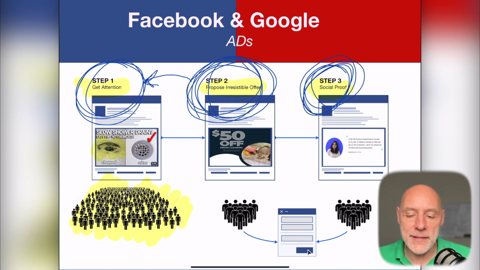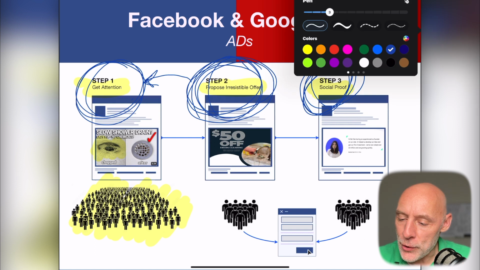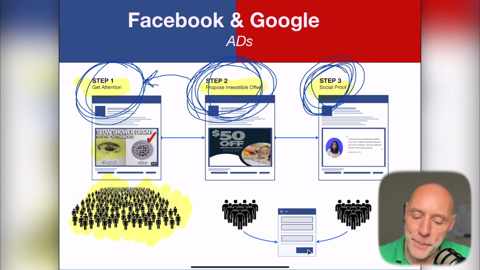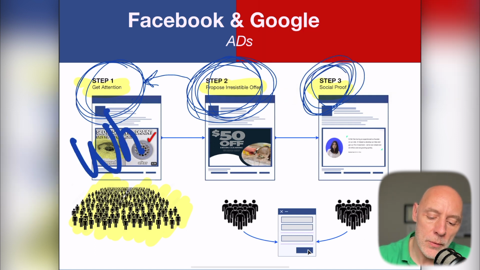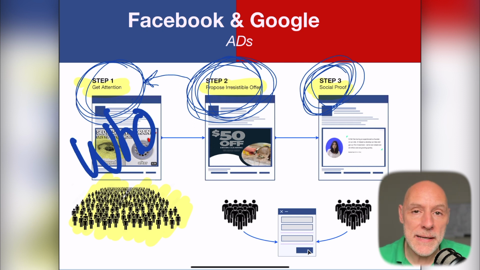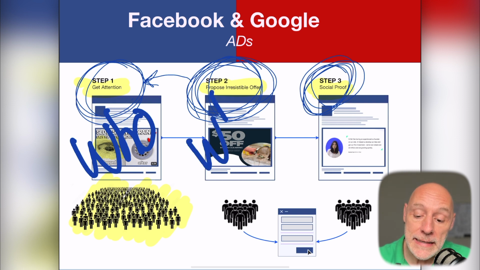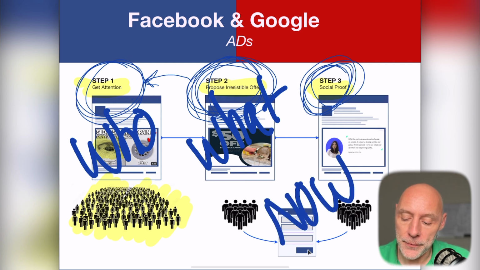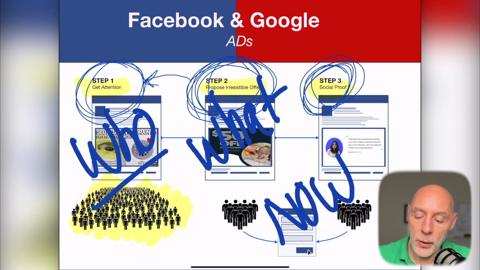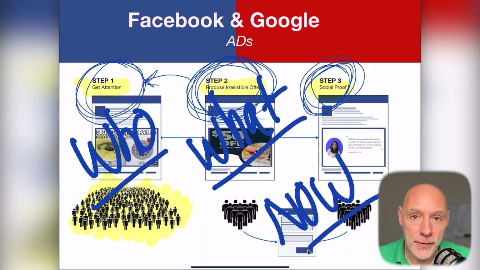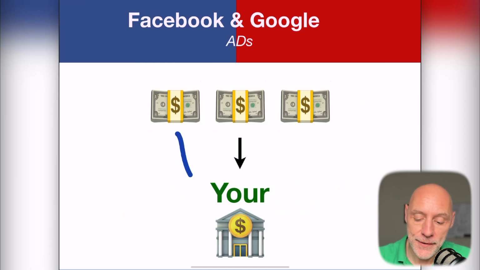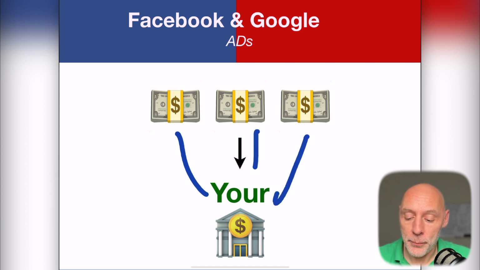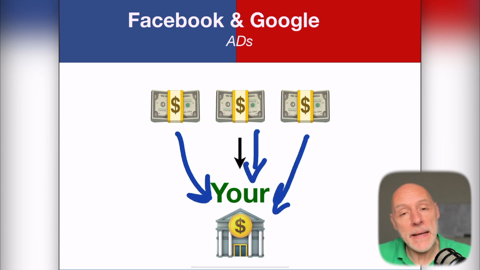And let me show you why I named this the way I do. This is my who: who could potentially want my product. Oh, you do. Well, here's what I'm going to offer. Oh, when do you want it? Now. That's my who, what, now funnel. And this is how it helps bring money into your business bank account.